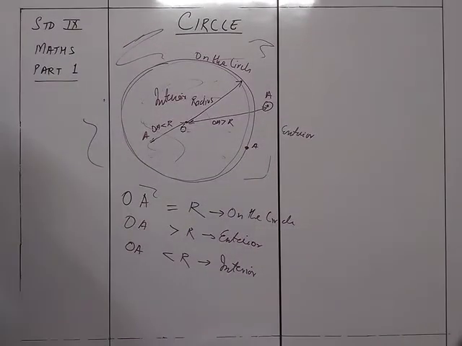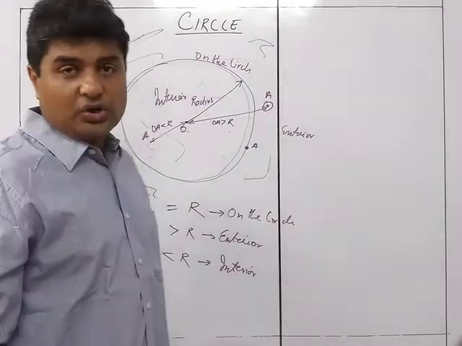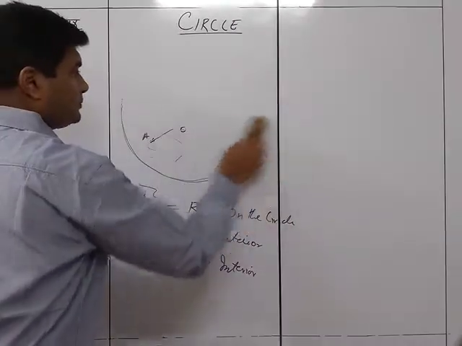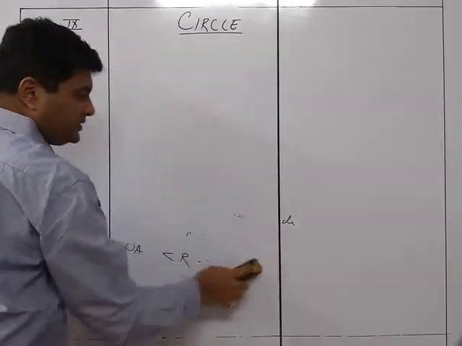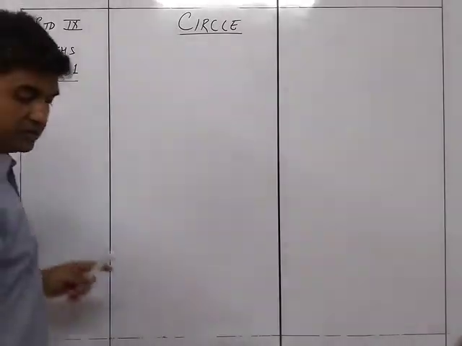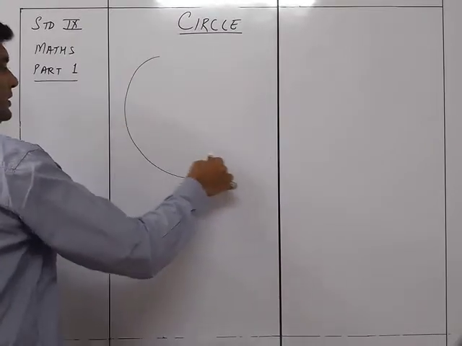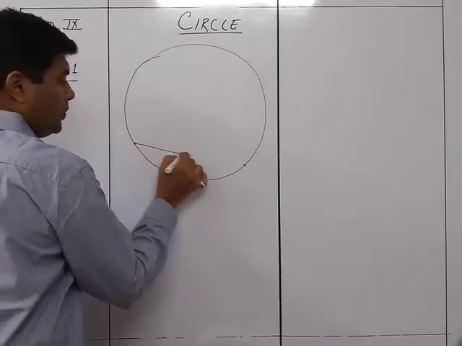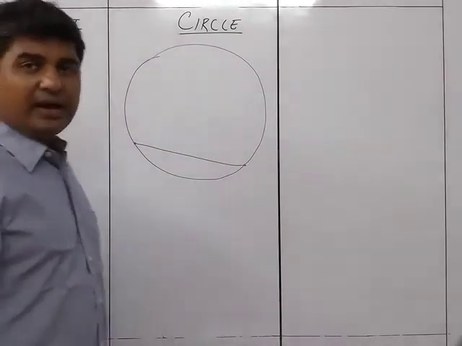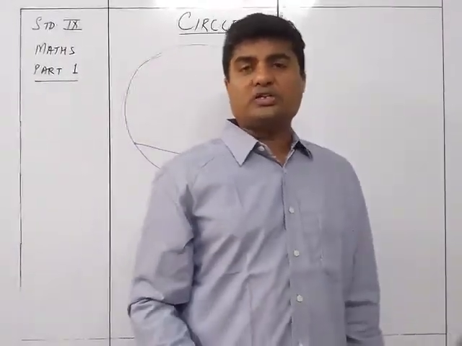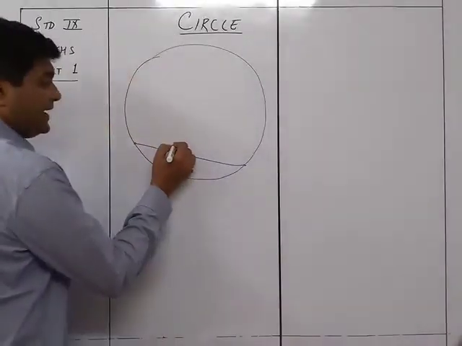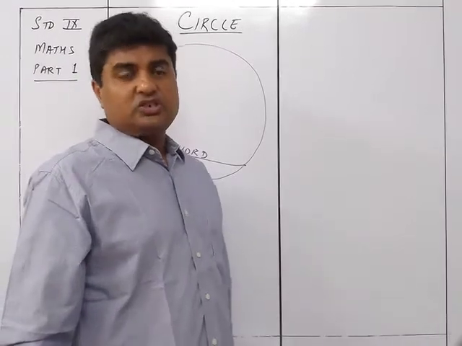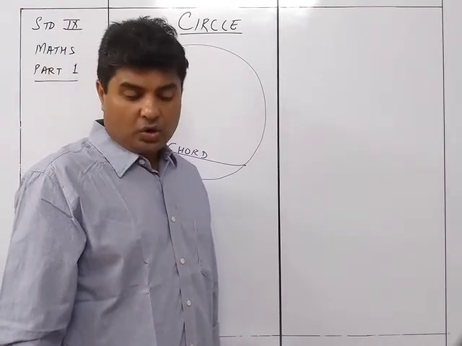Then the next thing is about the different parts of the circle. We know that a circle is a closed figure. If this is a circle, then a line joining any 2 points on the circumference of the circle is called a chord. A chord is the segment which joins two points on the circle.